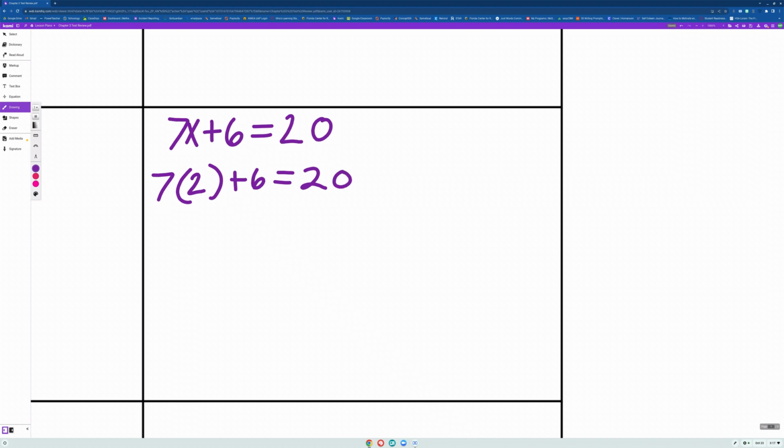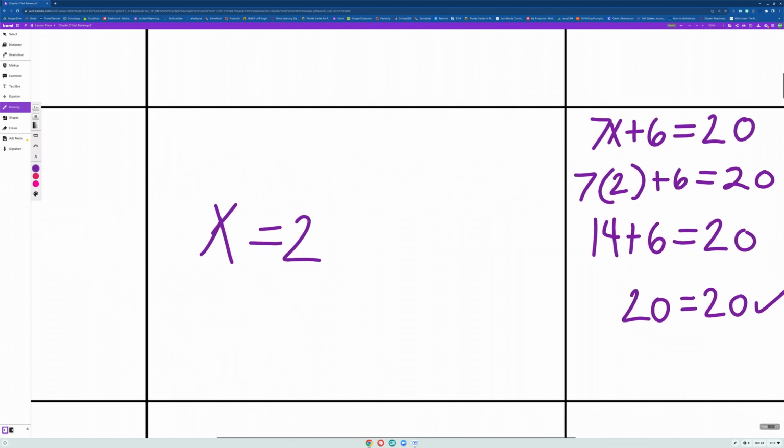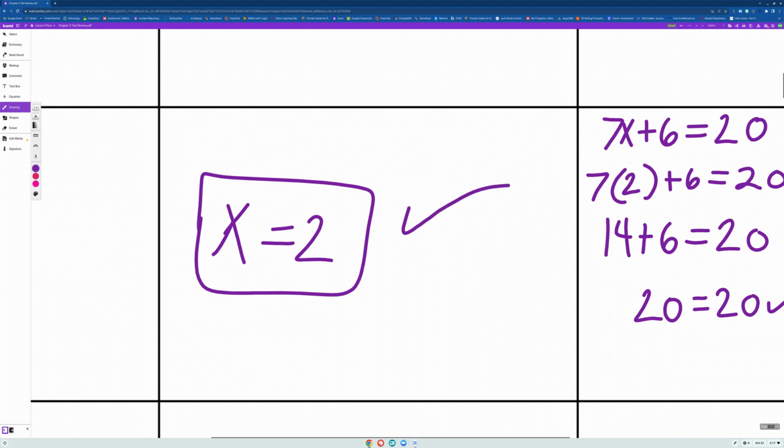Parentheses, there's not really any math going on in my parentheses, so we're going to move on to exponents. I don't see any exponents, so we're going to multiply. 7 times 2 is 14. Bringing down the rest of my problem, 14 plus 6 equals 20. So because 20 does equal 20, that means that x equals 2 is the correct answer.